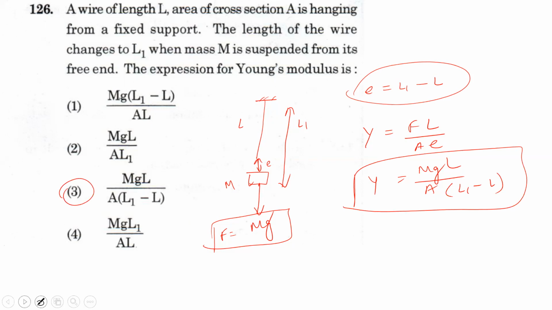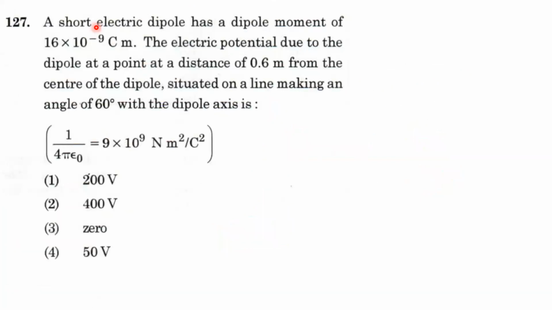Next, 127th question. A short electric dipole has a dipole moment of 16 into 10 power minus 9 coulomb meter. The electric potential due to the dipole at a point at a distance 0.6 meter from the center of the dipole, situated on the line making an angle of 60 degree with the dipole axis, is dash. Actually, they are asking for the electric potential due to the dipole. We assume this is the dipole moment P. We need the electric potential at this point P. This position vector makes an angle of 60 degree.